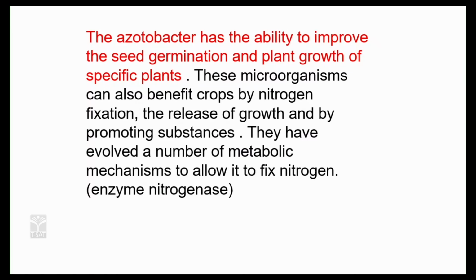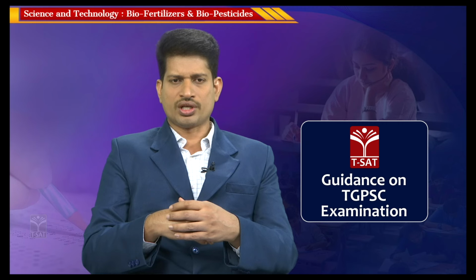These microorganisms can also benefit crops by nitrogen fixation. So there is a double-edged advantage here. One, it is enhancing the rate of germination. Second, it is fixing the atmospheric nitrogen. These are the two advantages we have got. The release of growth promoting substances: so what is happening here is they are also releasing certain growth factors.